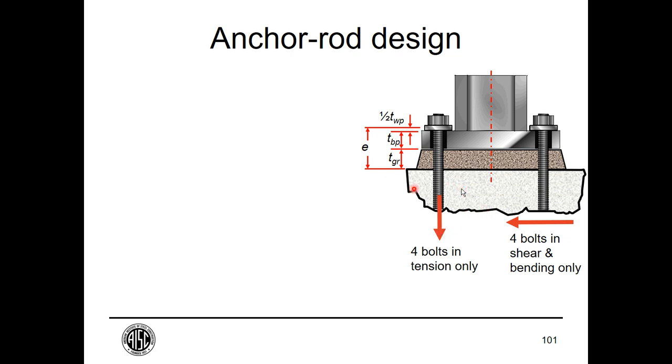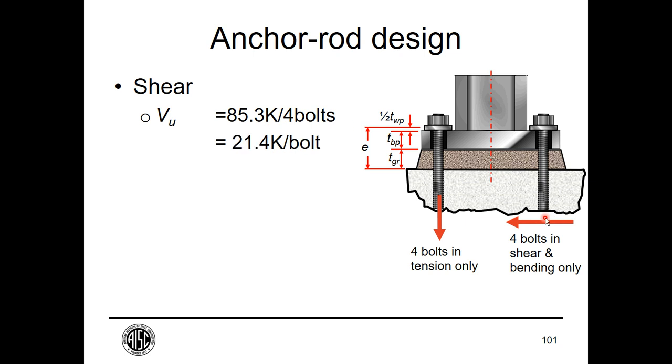For efficiency and simplicity, we're going to make the assumption here that under this loading condition, we have 4 anchor rods that are working in tension and not taking any shear. And then on this side, perhaps we have 4 anchor rods that are working in shear and bending, and obviously they don't need to take the compression, so that's all that they have to do. The shear is that full 85 kips divided by 4 bolts.